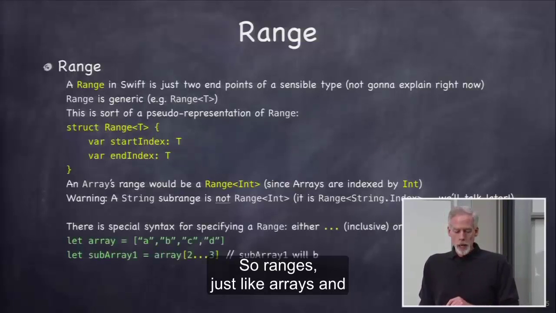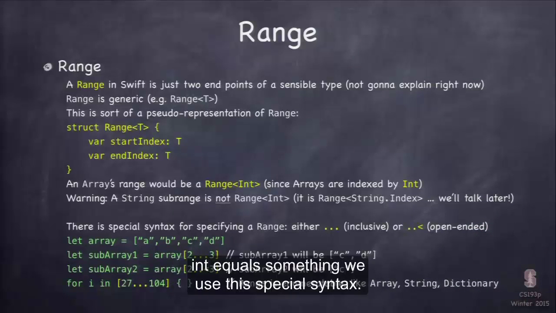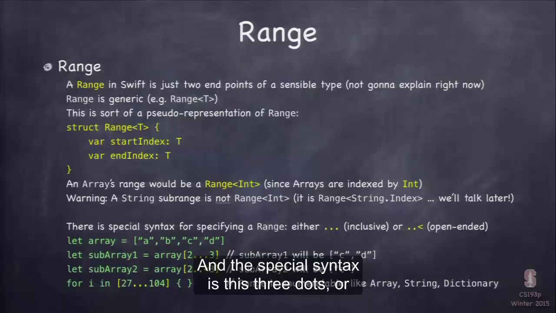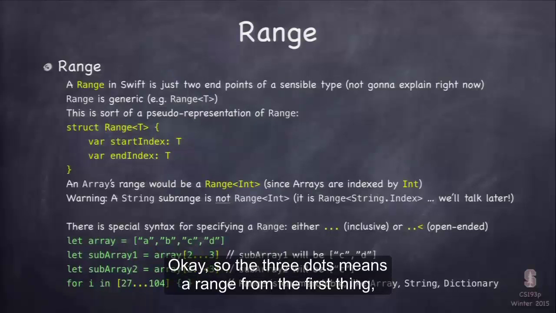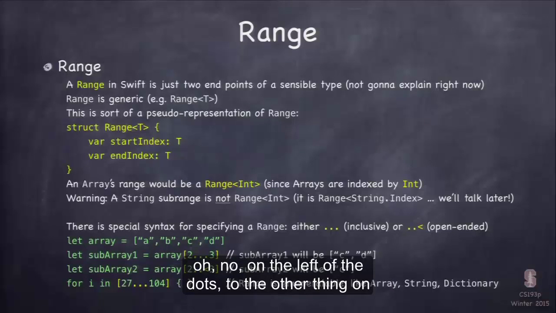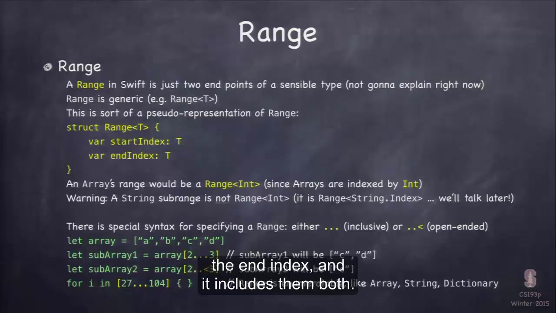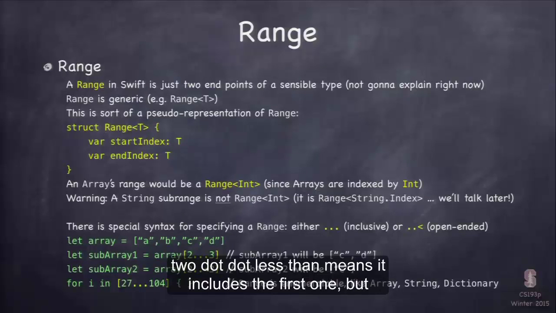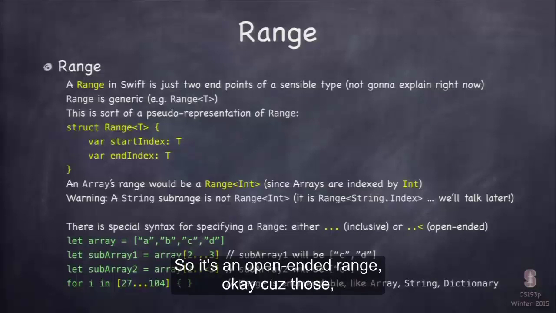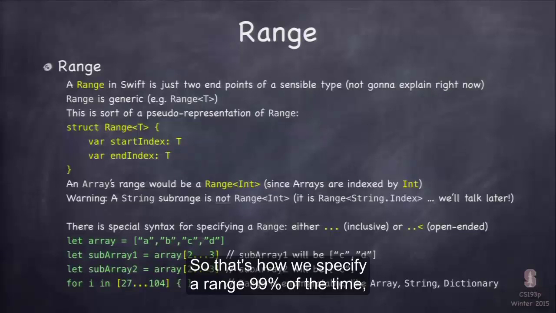So ranges, just like arrays and dictionaries, we don't usually say range angle bracket int equals something. We use a special syntax, and the special syntax is 3 dots or 2 dots and a less than sign. The 3 dots means a range from the first thing on the left of the dots to the other thing on the right of the dots. That's the start index and the end index, and it includes both the start and end. Whereas the other one, 2 dots and a less than, includes the first one but does not include the second one. So it's an open-ended range. Both of those kinds of ranges are common. So that's how we specify a range.